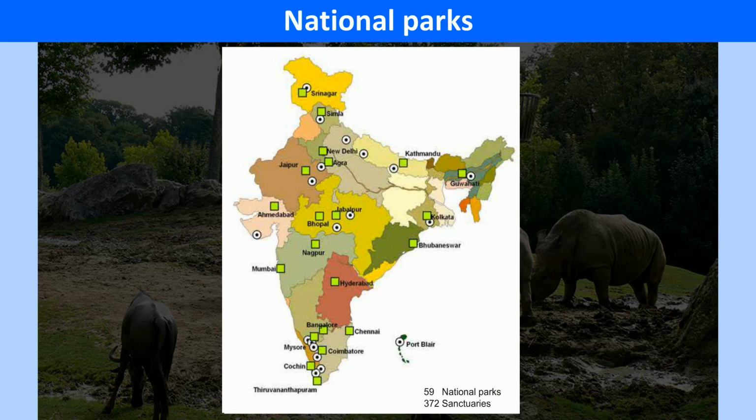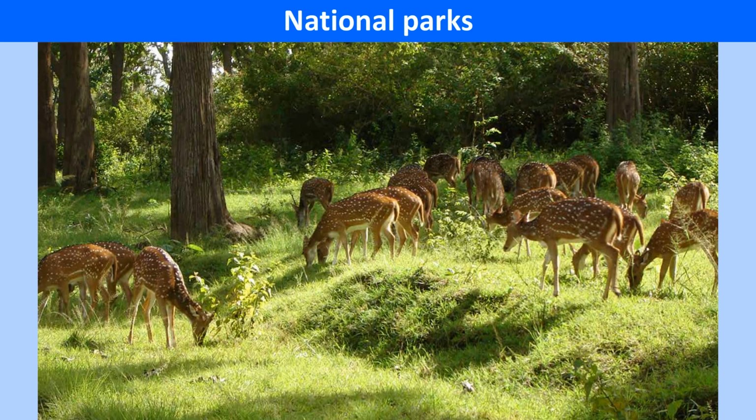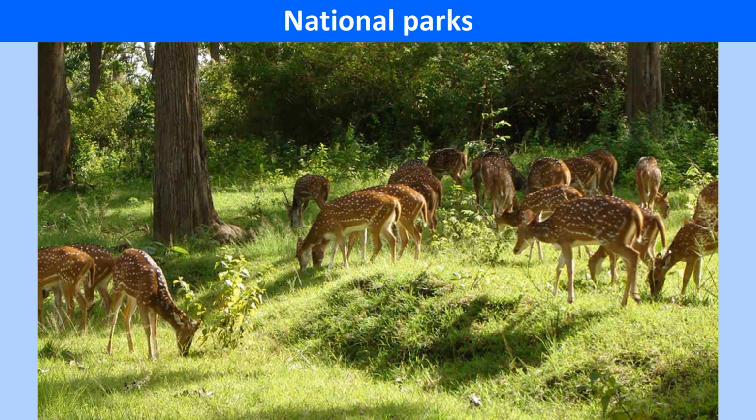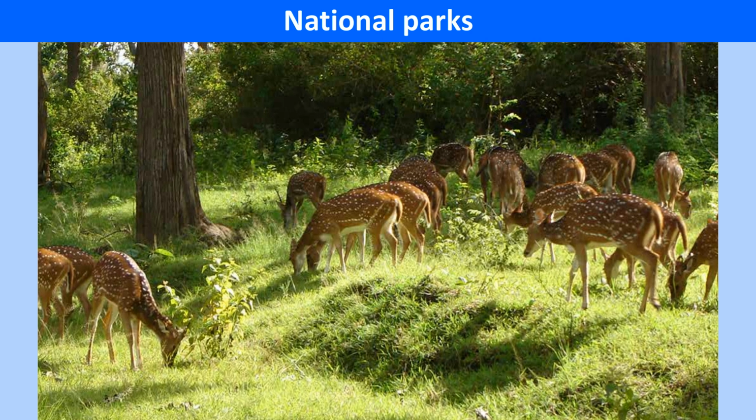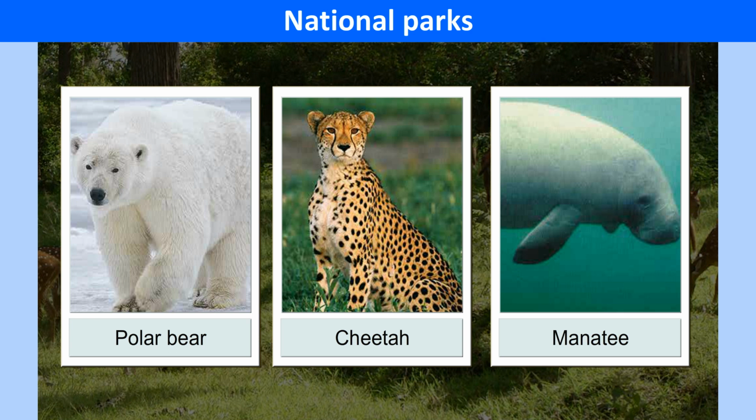National parks in India. India has 59 national parks and 372 sanctuaries. There are 1,200 species of birds and 350 species of mammals in the forests of India. In addition, the Rann of Kutch, Gujarat, is the world's largest natural breeding place for flamingos. A sanctuary is a space set aside for the exclusive use of and protection for animals.